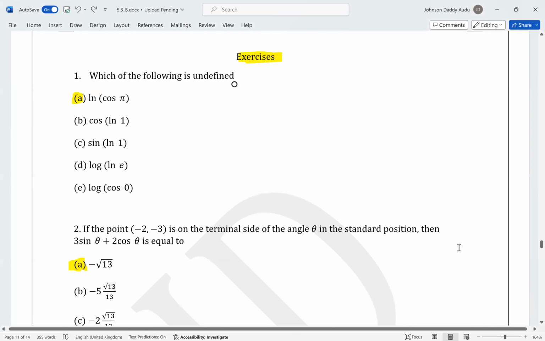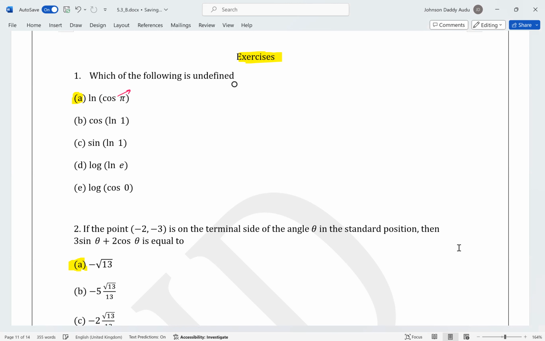Hello viewers. In this video, we'll be looking at the solution to Exercises 5.3. Which of the following is undefined? If we look at ln(cos 180°), we know that cosine of 180 is -1. So this is going to be ln of -1, and this is undefined because we cannot find the logarithm of a negative number, right?